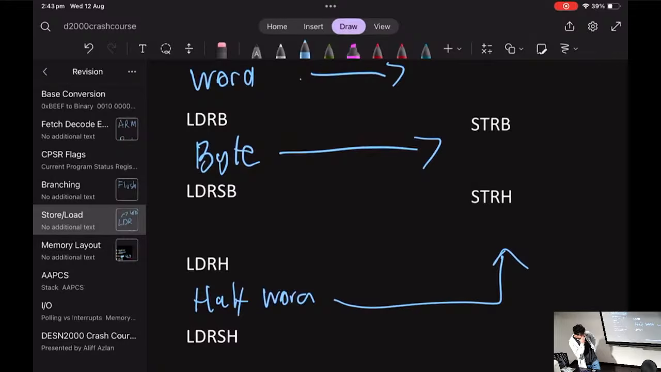This came up in one of the previous exams. So S actually stands for signed. All right. So when we load, it actually considers the sign of the value. Now, can you think as to why that might be important? Like, isn't the value just the same?